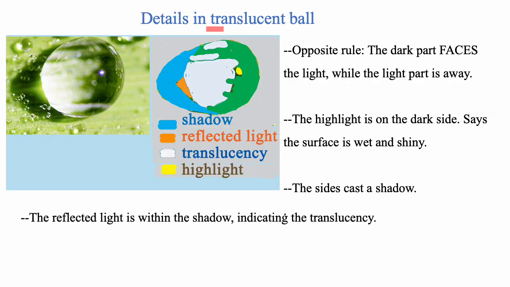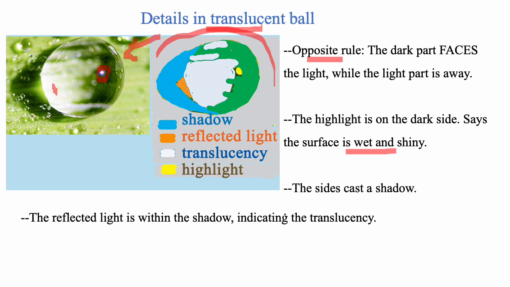This shows you the details of the translucent ball, and I've diagrammed the different parts of it here. So the light is coming in this direction, and it's the opposite rule where the dark side faces the light, whereas the light side over here is away from the light. And that's opposite to what you see in an opaque sphere. Now the highlight is this little tiny dot, and it's on the dark side, so it tells us that the surface is wet and shiny.